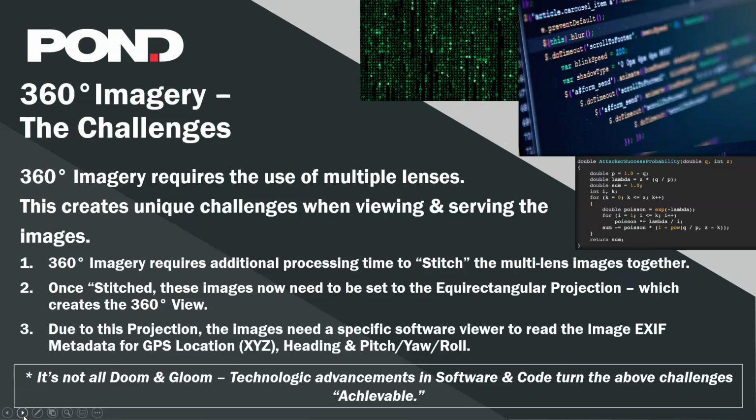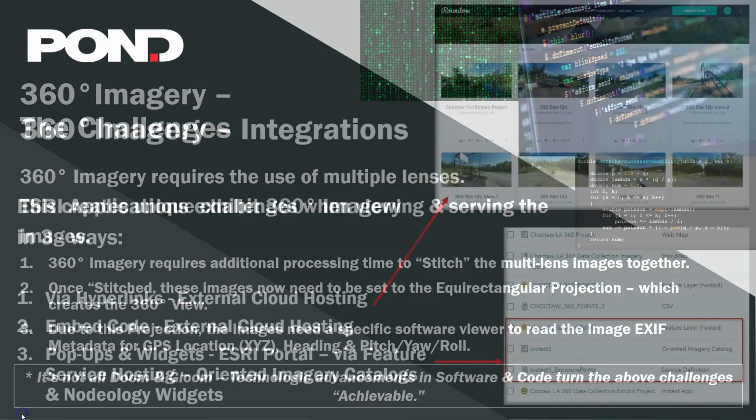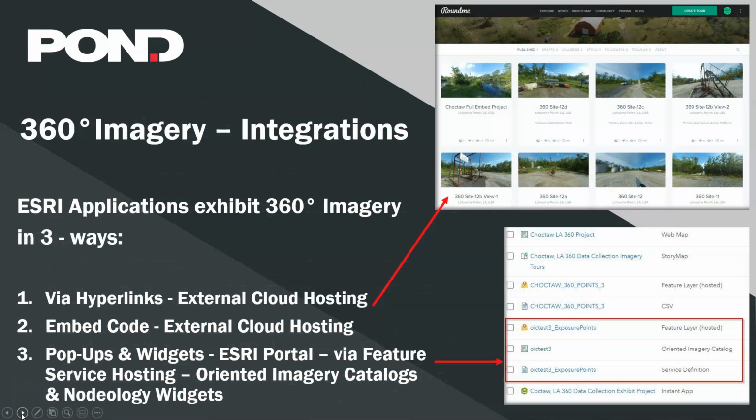It's not all doom and gloom. Technological advancements in software and code make the above challenges achievable. 360-degree imagery integrations: we want to integrate in ESRI applications and exhibit 360-degree imagery in three ways. So we can integrate these 360 images in three different ways, really four, but I've categorized them in three.